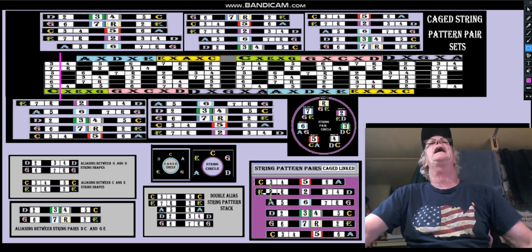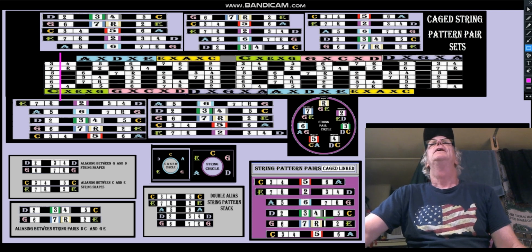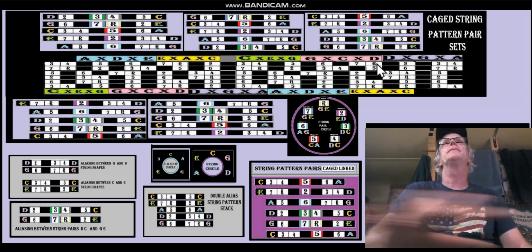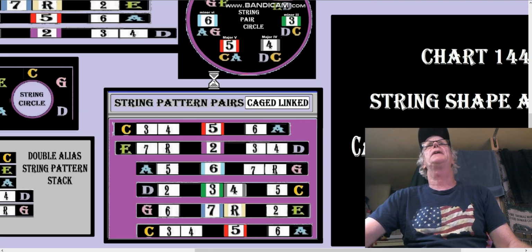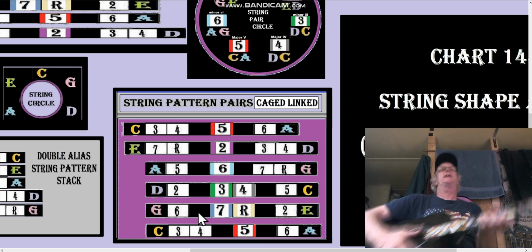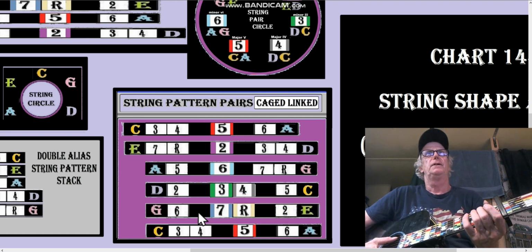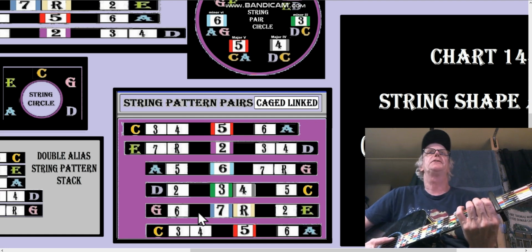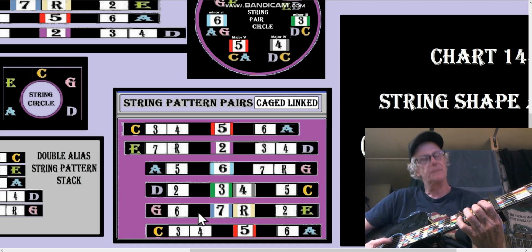So if we look at the string patterns, okay, let's go into cursor mode here. If we look at the string patterns here, starting on the C string pattern, it goes up in 5ths. All right, so from the C string pattern to the G string pattern, we're going up in 5ths.